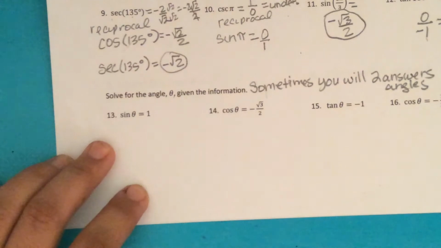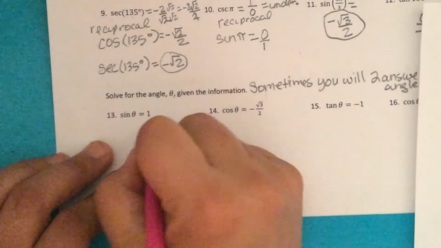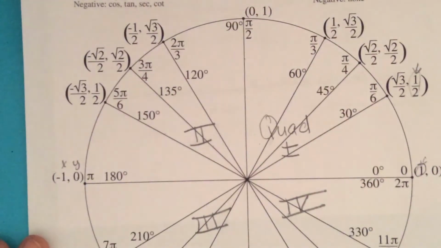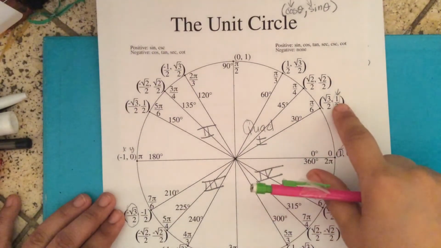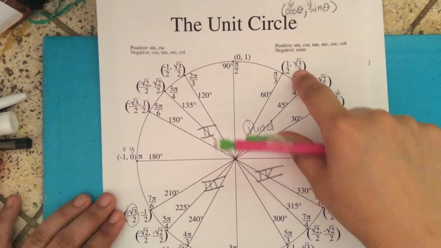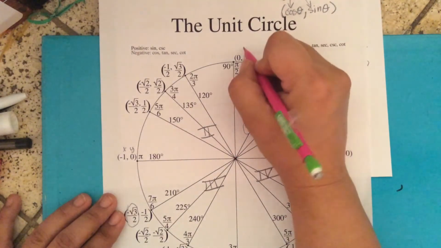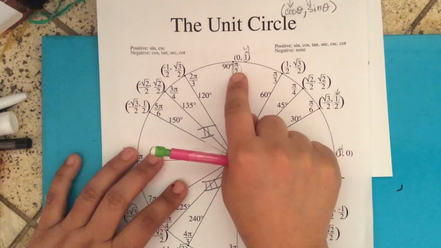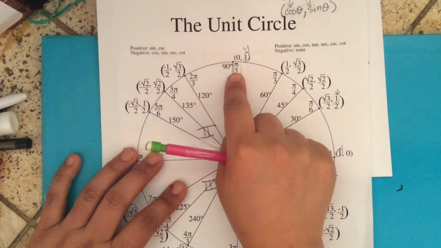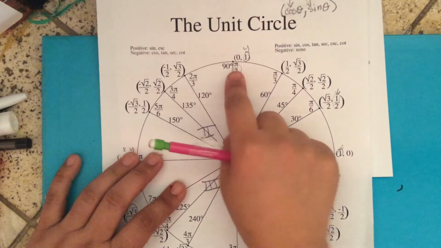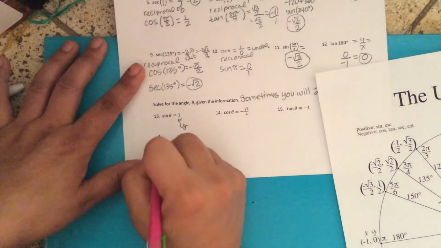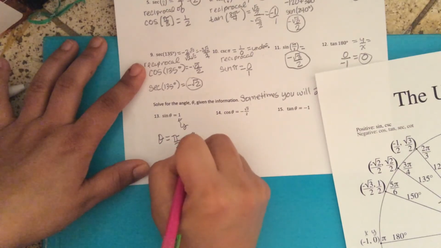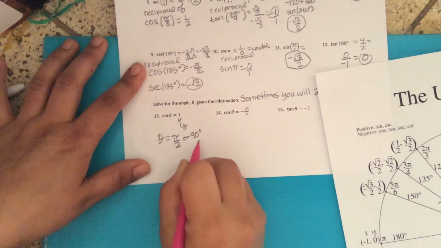So the sine is 1. So this is your y value. Okay? So that means you go through the unit circle. Is that one? No. That one? No. Is that one? No. Right here, the y is 1. So it is at pi over 2. And I want you to put it in both degrees and radians. Actually, let's just use radians. So theta is pi over 2, or 90 degrees. It's the same angle. That's in radians and that's in degrees.